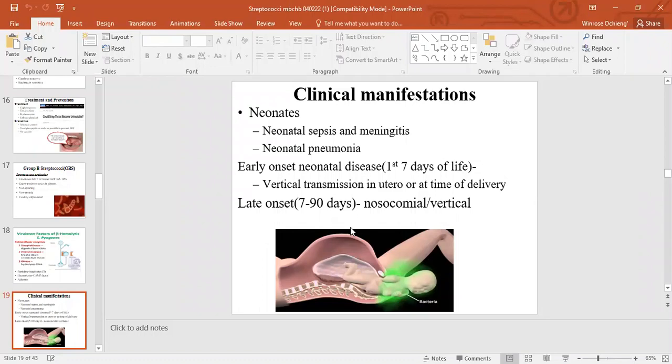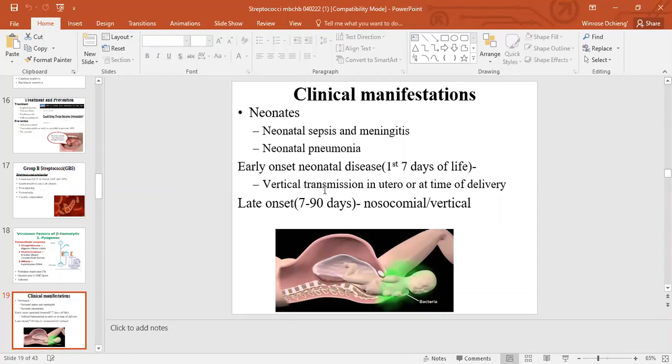So how do the neonates get this infection? If a pregnant female, a mother, is carrying Streptococcus agalactiae in her lower GIT or vagina as a normal flora, then when the baby is born through normal birth, while passing they pick up the Streptococcus agalactiae, and they can end up having a very bad infection, the sepsis, and meningitis, and the pneumonia, which are very bad infections in neonates.